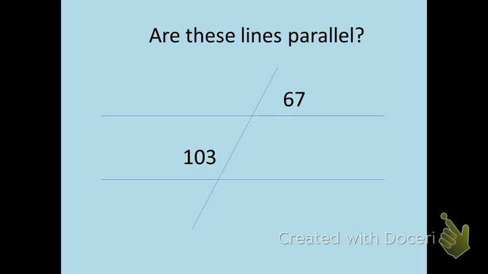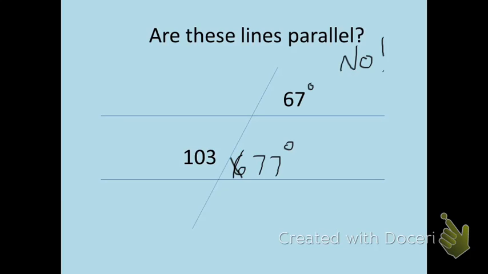Well, based off what we know about linear pairs, we know that this angle, oops, made a mistake, this angle right here is 77 degrees. So, since the corresponding angles of 67 degrees and 77 degrees are not equal, then we know that these lines are not parallel.